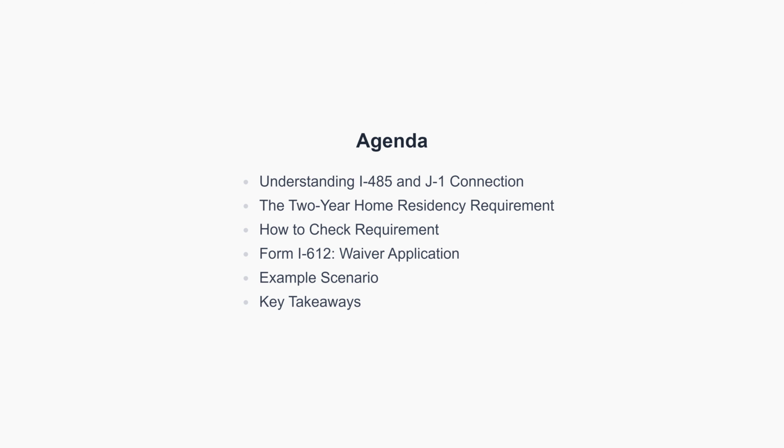In this video, we will cover the connection between Form I-485 and the J-1 visa, explain the 2-year home residency requirement, show you how to check if this requirement applies to you, explore Form I-612 for waiver applications, step through an example scenario, and finally wrap up with the key takeaways.